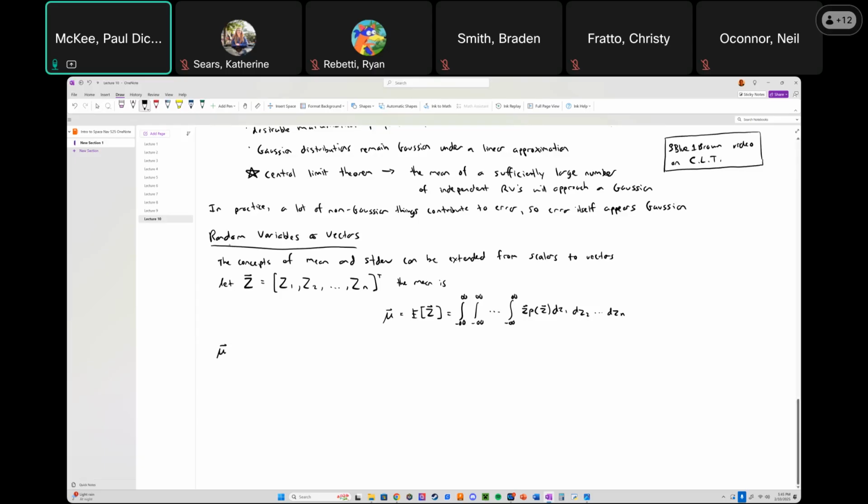mu, the mean vector, is the mean value of each element in the random vector z, right? So mu is the mean.